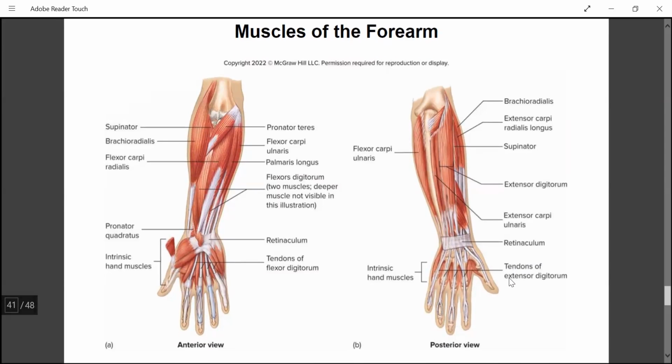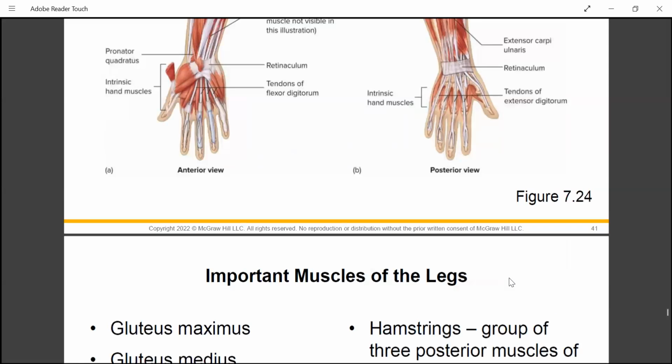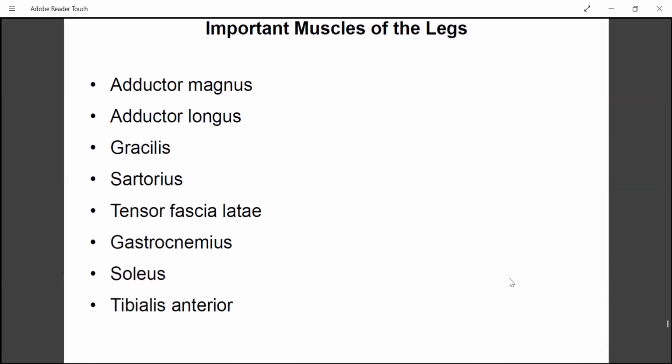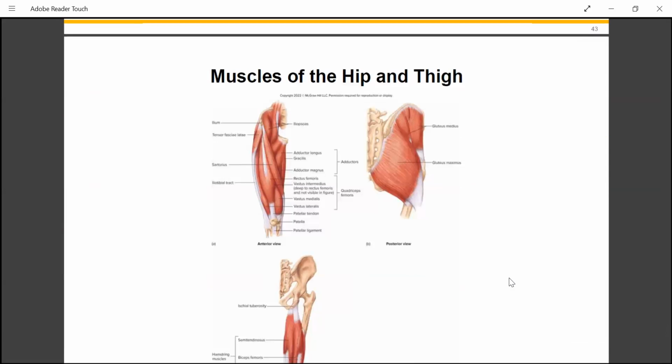Don't worry much about the muscles of the forearm. There's really nothing important enough here to point out specifically for this class. Moving down to the legs, we'll talk about this as we go through it.